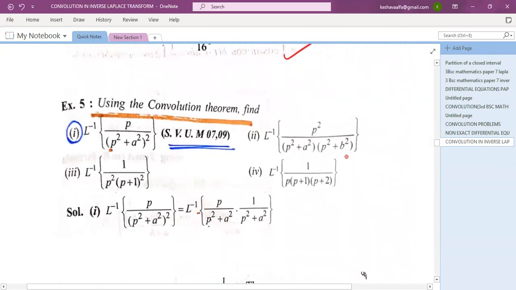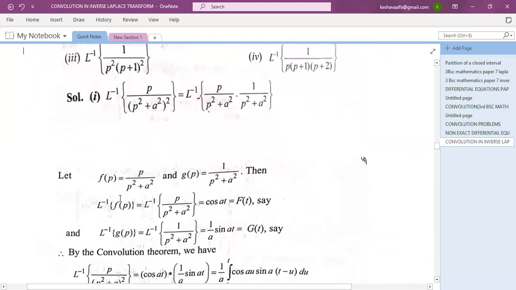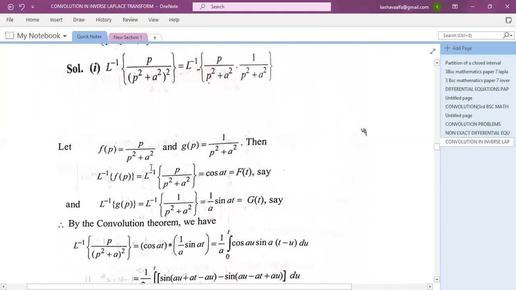Next, using convolution theorem, find L inverse of p by p square plus a square whole square. This is a very important problem. So clearly, we can write this as a product of two terms. So let f of p is equal to p by p square plus a square and g of p is equal to 1 by p square plus a square.